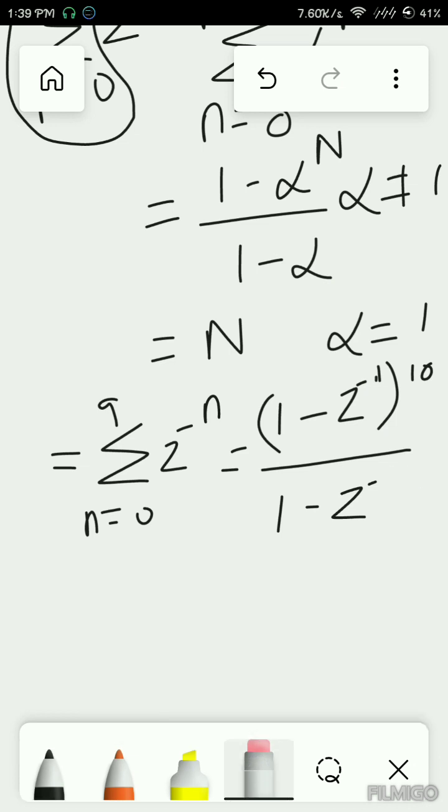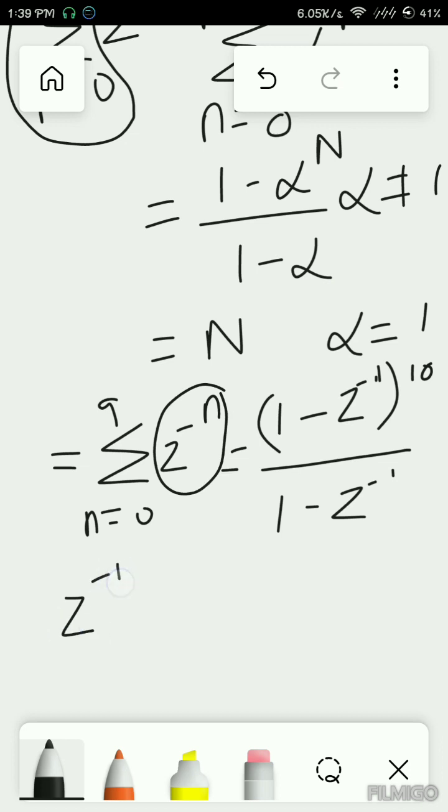Why minus 1? I forgot to do that step over here. So what you can do is remove n as a power. I told you that it is z to the power of minus 1 whole to the power of n. We have already done this one, right? Yes. So you can write it like this: z to the power of minus 1.